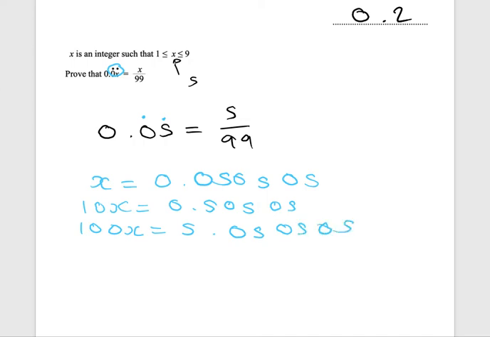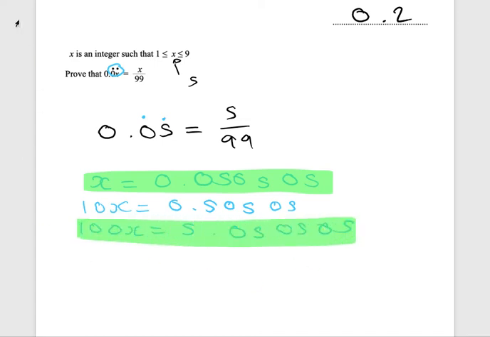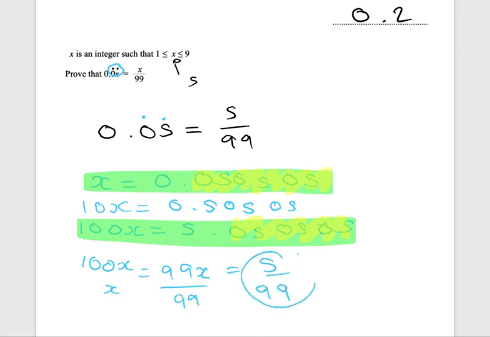5.050505. Now you can subtract this line from this line, because they have the same reoccurring at the end. You have the same bit at the end, so we can just subtract them. So you would have 100x subtract x, which is going to be 99x, and that's going to be equal to 5.05 reoccurring subtract 0.05 reoccurring. So 99x is going to be equal to 5. To get x by itself, you divide it by 99, and there we have it.